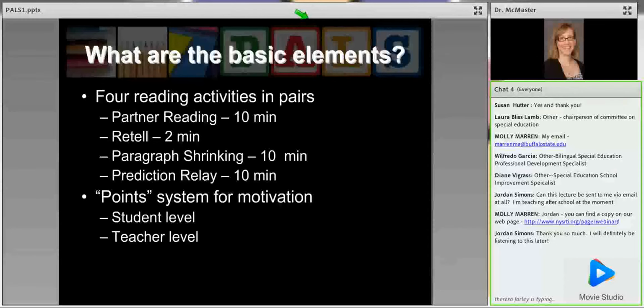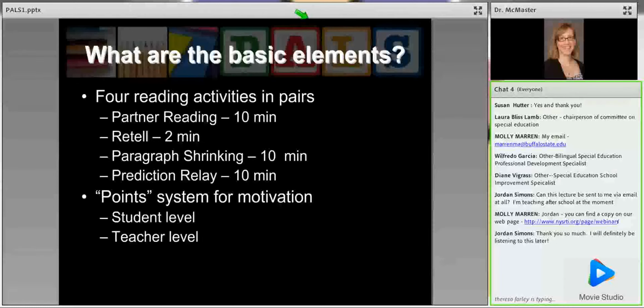Now, throughout this time, there's a point system to keep kids motivated. So students are marking points for different things that they're doing, like reading sentences correctly or retelling things in sequence or shrinking paragraphs or making predictions. So they earn points which they keep track of themselves. But also the teacher can award points.